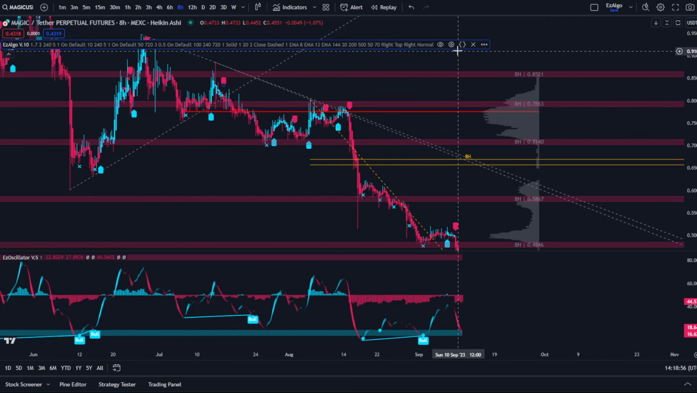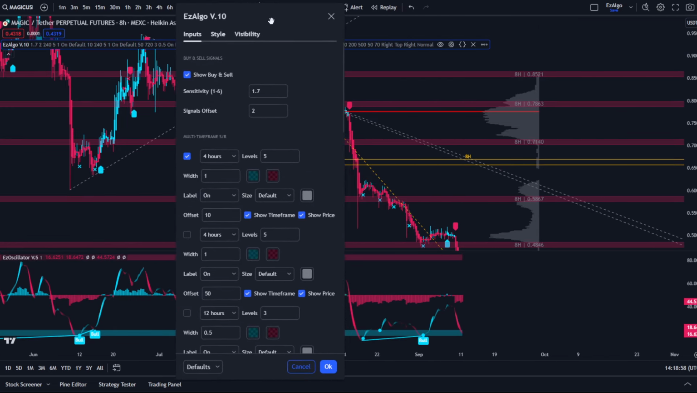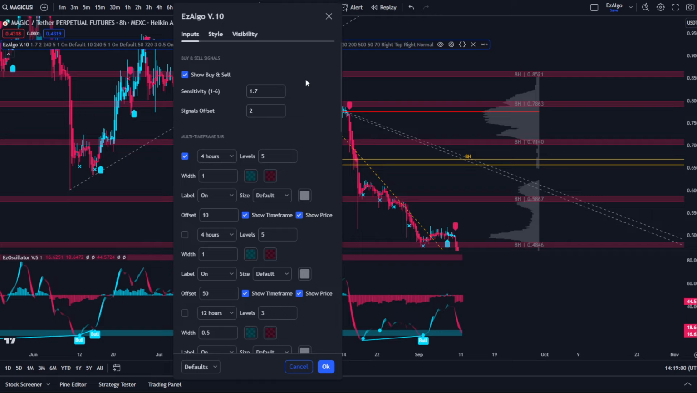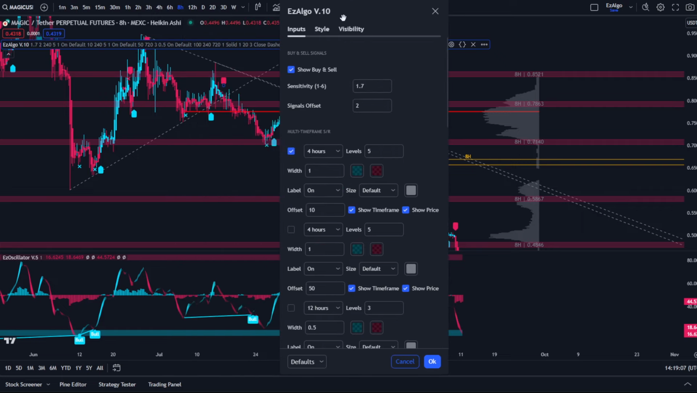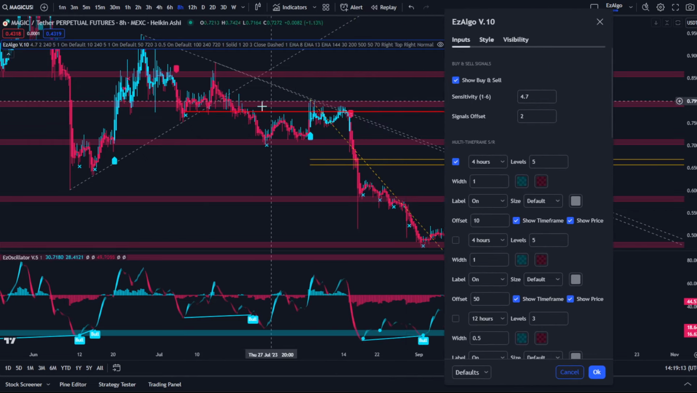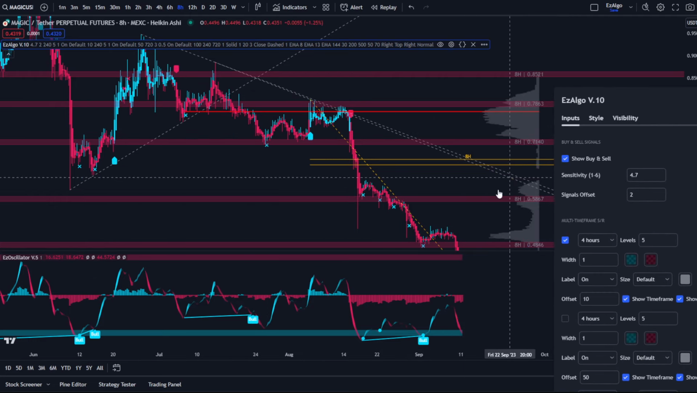Let's go into the settings here and I'll run through the inputs for you guys so you know exactly what to use and how to use them. All right, to start, the buy and sell signals, I like to keep the sensitivity on default. Now the sensitivity will dictate how fast these signals will appear. If we increase the sensitivity, you can see that the signals are a lot more delayed, but do a better job of showcasing the overall trend, right?